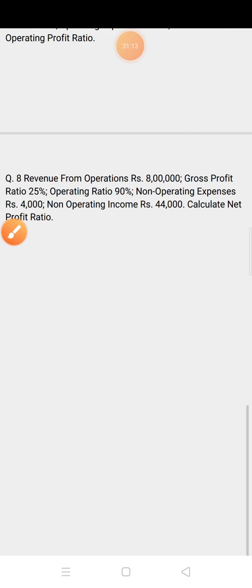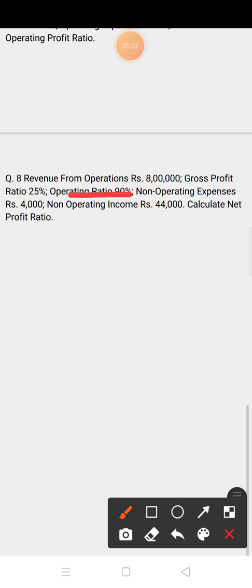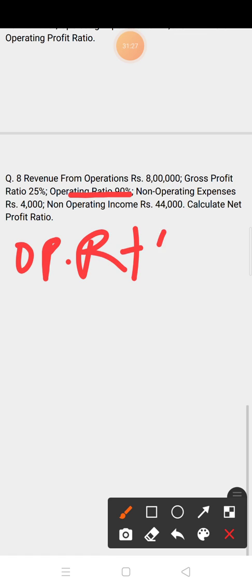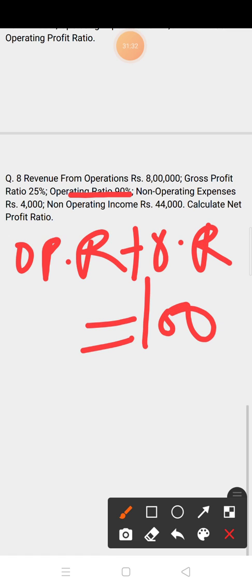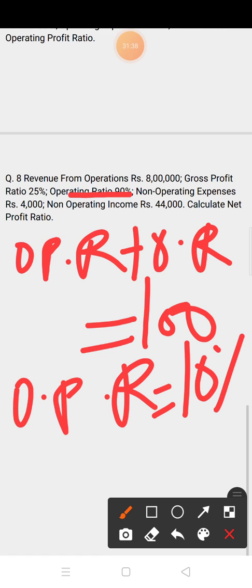Now in the question non-operating expenses and income both are given, but operating profit you have to calculate. So for operating profit, here no information is given, only operating ratio is given, that is 90%. So you know that operating profit ratio plus operating ratio is equal to 100%. Now operating profit ratio is 100 minus 90%, it is equal to 10%. So operating profit ratio is 10%. Calculate the operating profit from revenue from operation. So let us start.